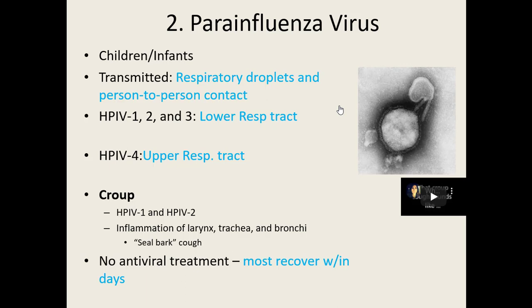But the human parainfluenza virus 1 and 2 can cause a condition known as croup. It's inflammation of the larynx, the trachea, and the bronchi. So when the coughing happens, it has a very unique sounding cough. It's called a seal bark cough. If you've ever been to a zoo and heard a seal make its noise, its barking cough, that's what this particular coughing sounds like. And it's all because of the inflammation of these parts of the respiratory tract.